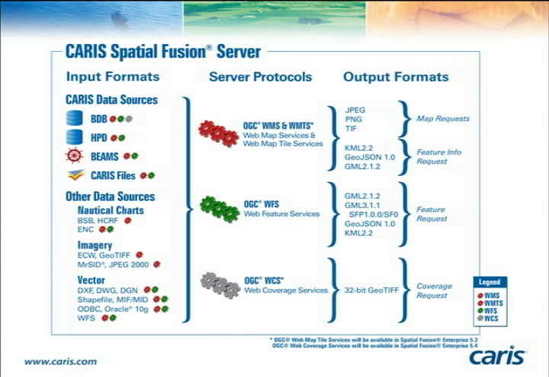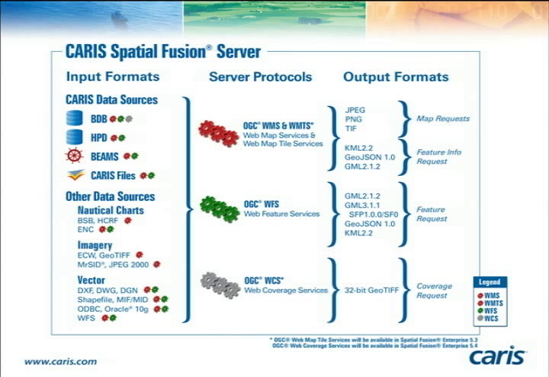Our server supports multiple data formats including CARIS files and Esri shape files, as well as other types of imagery and vector files such as AutoCAD, MrSID, MapInfo, Oracle, ODBC Connection, JPEG 2000, and GeoTIFF. After registering your data, you'll then be able to serve this data through server protocols such as WebMap services, WebMap tile services, Web feature services, and Web coverage services.